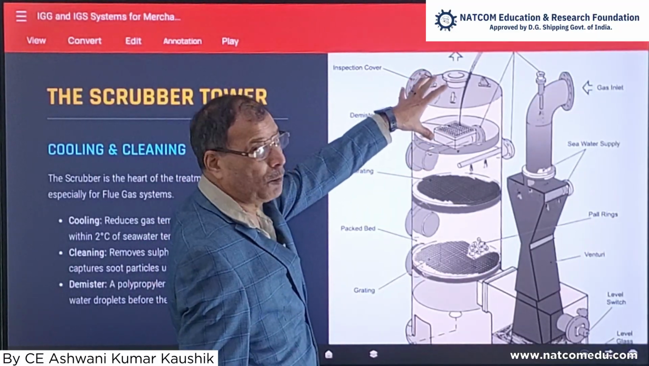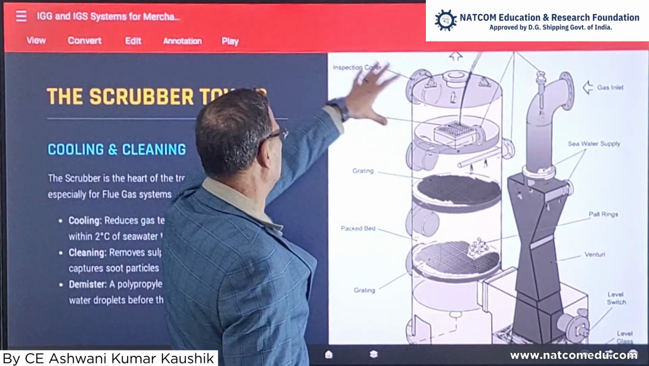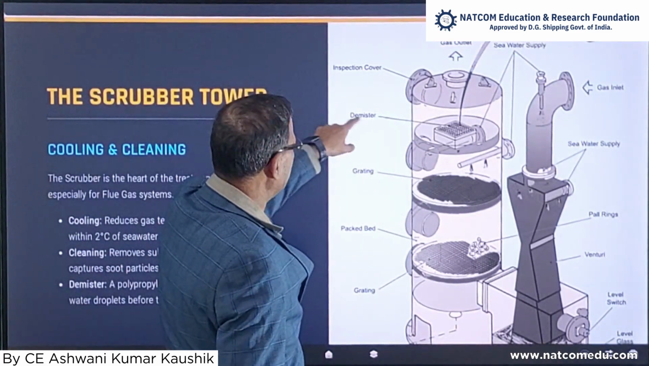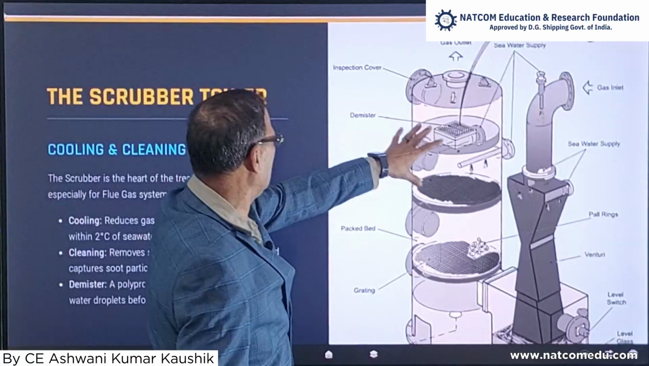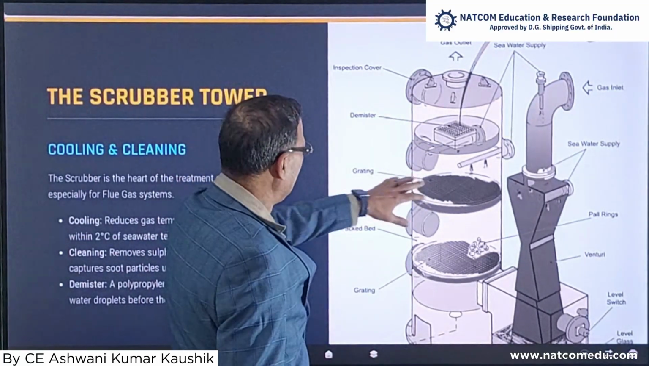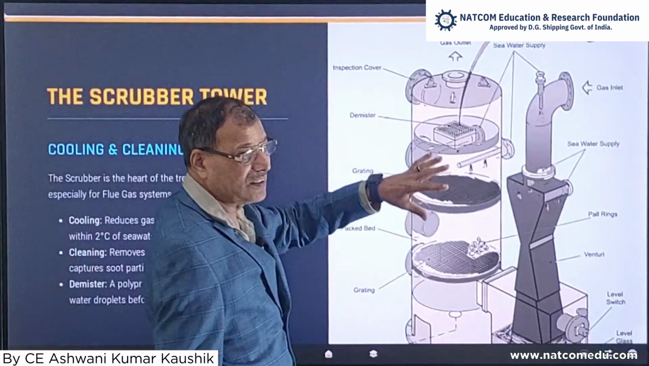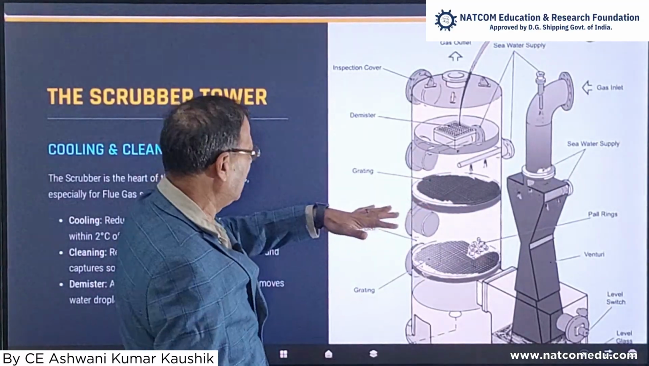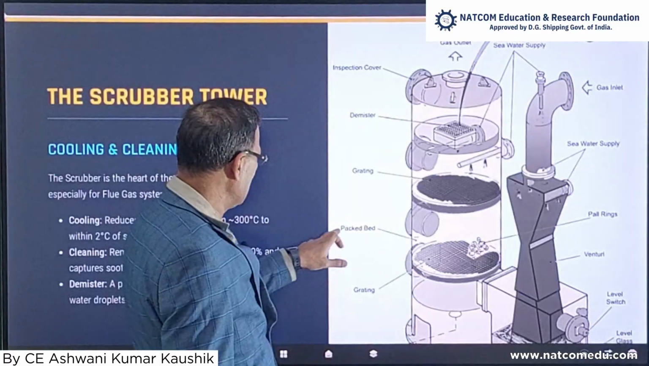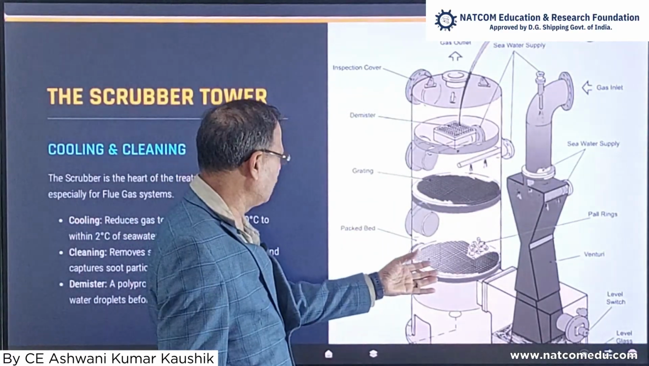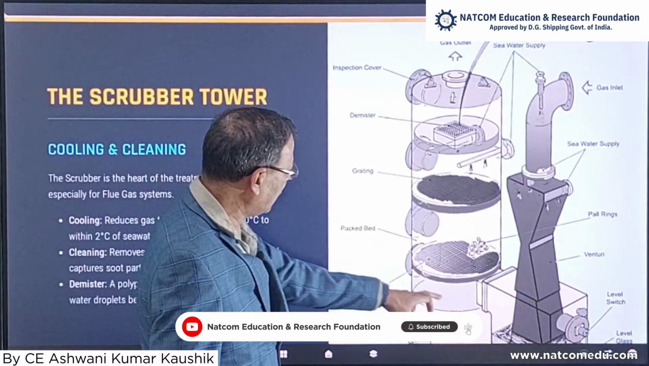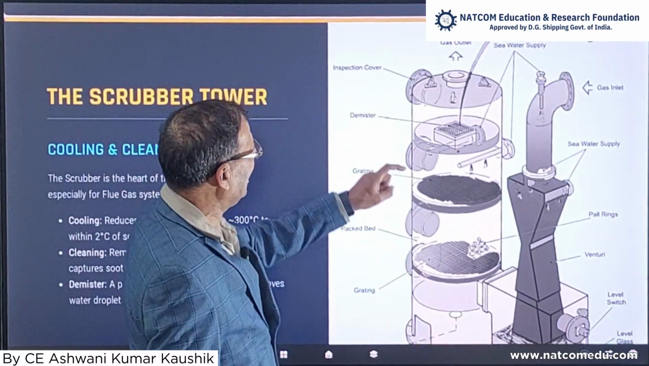When we open this one, we can check it also, but we open this cover only for checking. You can see this is the demister, and we clean it manually, putting a hose down with seawater. This is the grating. Inside there is a grating. Sometimes it is in very good quality because it does not melt in the heat. This is the packed bed, this is the down one, and again there is a grating, and the water is flowing continuously.